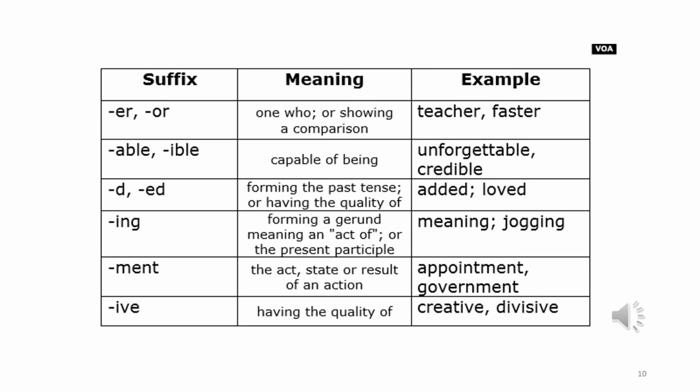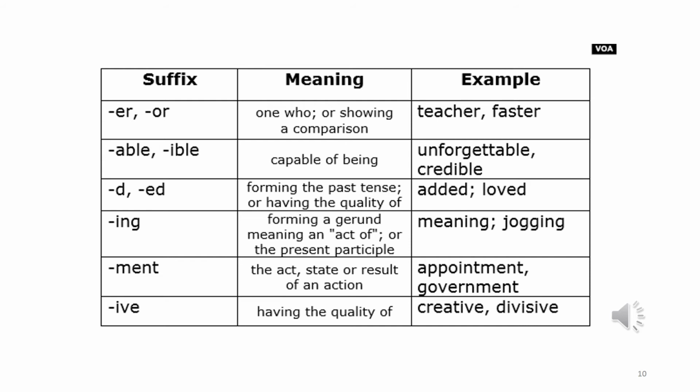Look at this table. There are three columns: suffix, meaning, and example. There is a suffix in the first list, er and or. The meaning of these suffixes er and or is one who, or showing a comparison. Example: teacher, faster. The root words are teach and fast. We have added er.